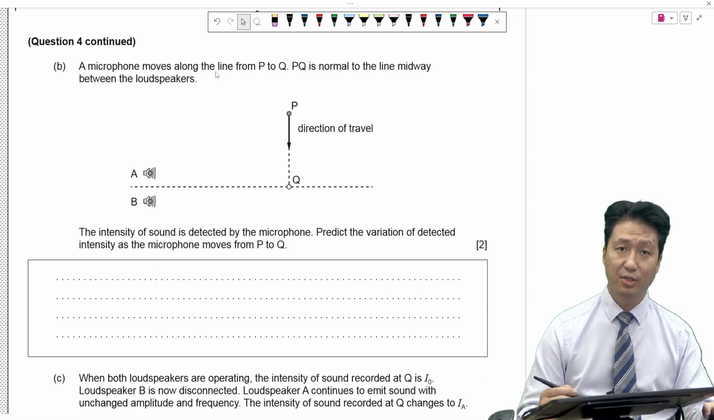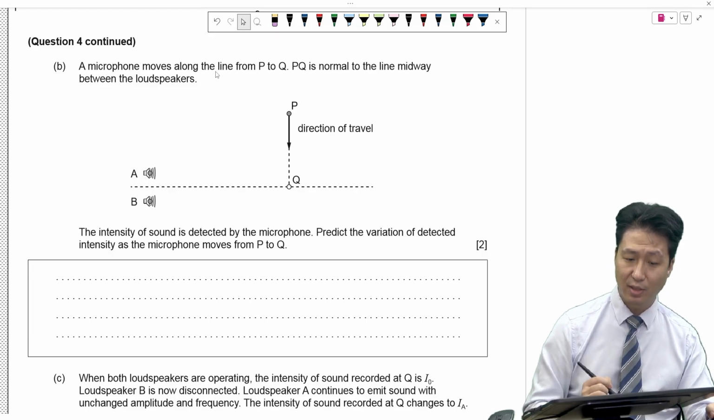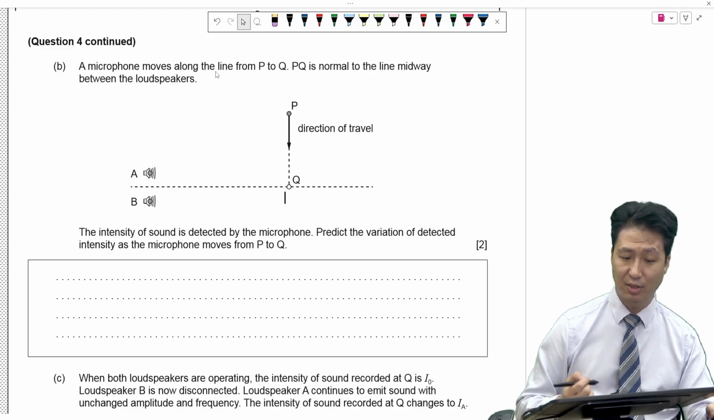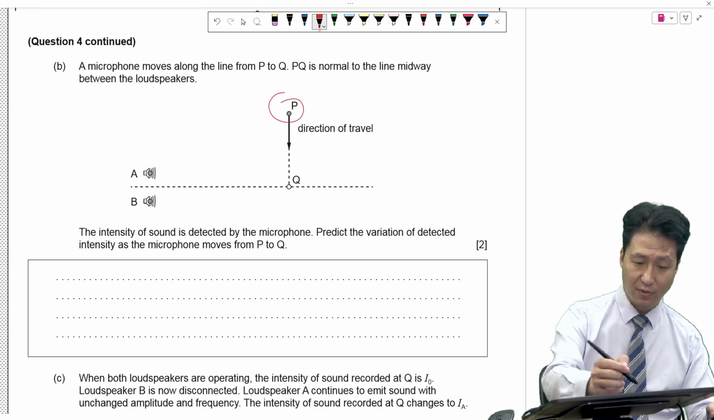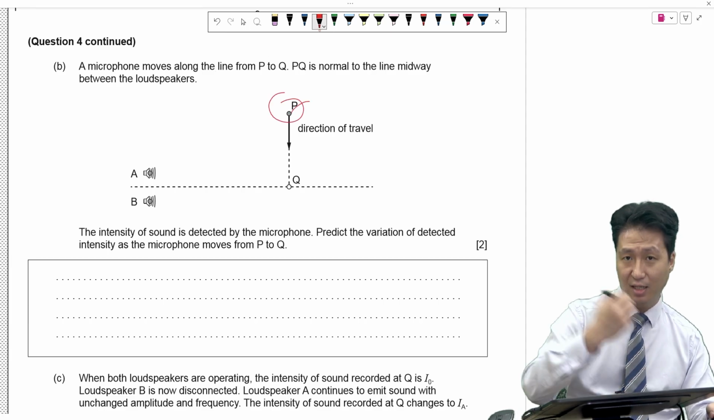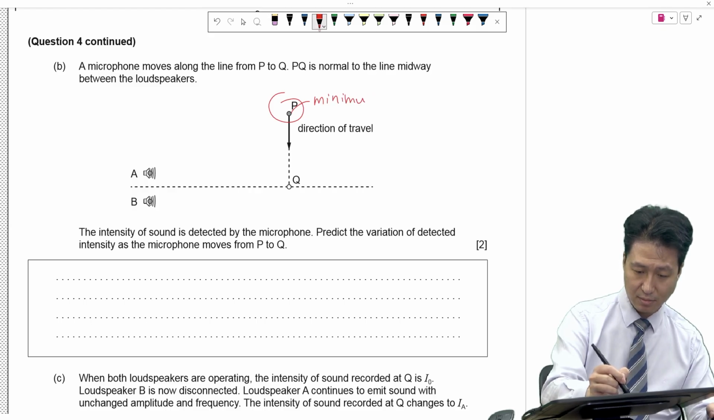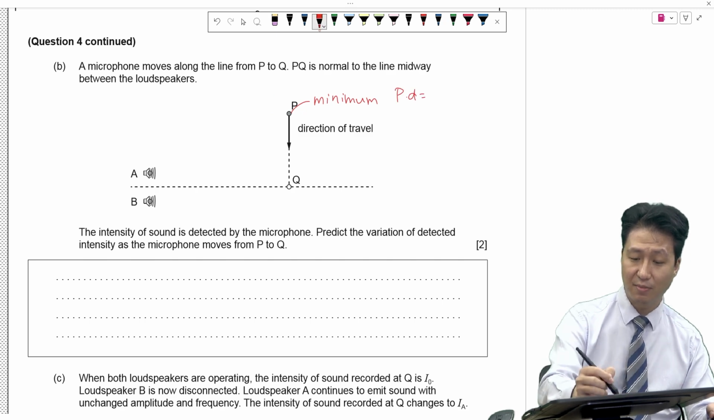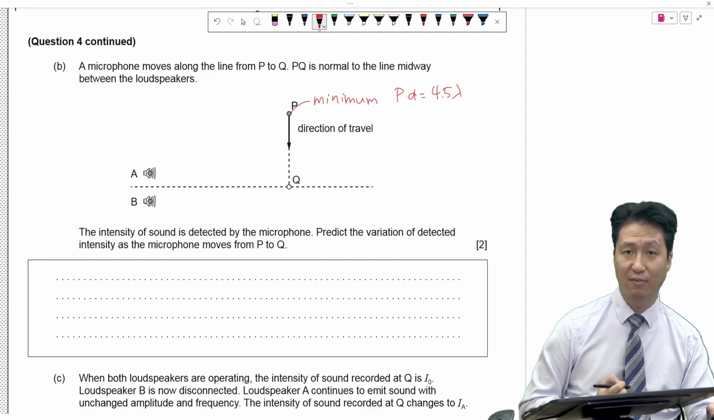In part B of this question, the question reads, a microphone moves along the line P to Q. PQ is normal to the line midway between the loudspeakers. The intensity of sound is detected by the microphone. Predict the variation of detected intensity as the microphone moves from P to Q. So our first statement would be, of course, at P, we already know this was a minimum intensity, because it was at destructive interference, and the path difference was 4.5 times the wavelength.